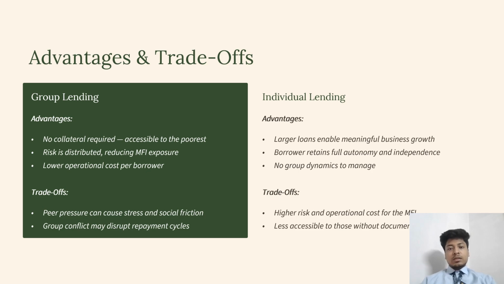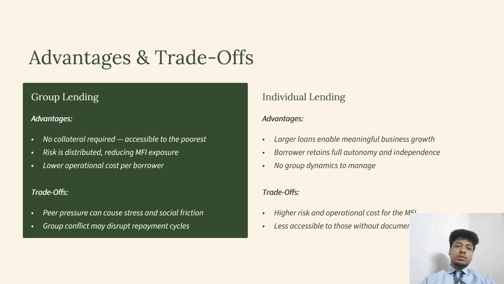In the group model, the biggest advantage is that it requires no collateral, making it truly accessible to the very poorest individuals. For the institution, it's great because the risk is distributed, so the MFI isn't relying on just one person, and the operational costs are much lower per borrower. However, there are trade-offs. The social collateral we talked about can lead to higher peer pressure, which causes social friction and stress.